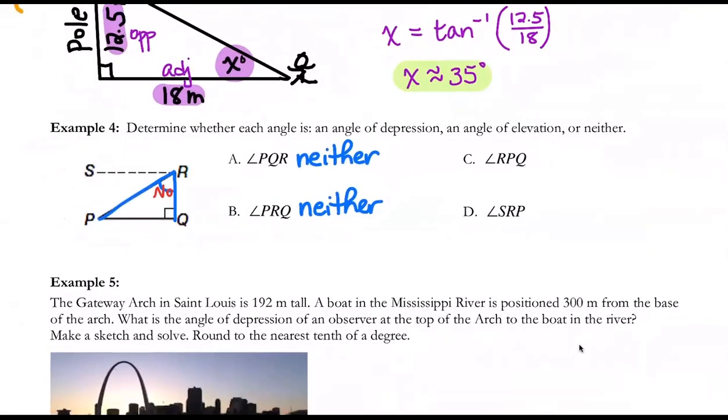Okay, angle RPQ. RPQ is this angle right here. So we're going from the horizontal up on this one. Horizontal looking up. RPQ is an angle of elevation.